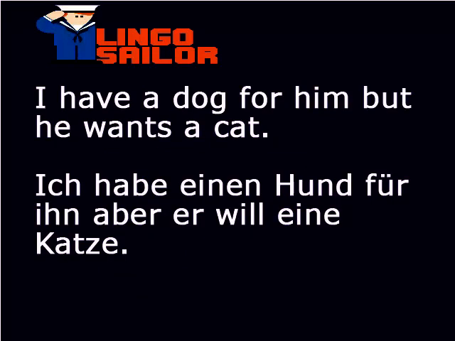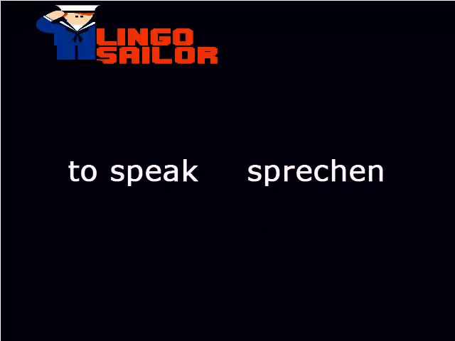Another sentence. I have a dog for him, but he wants a cat. It can be translated as: Ich habe einen Hund für ihn, aber er will eine Katze. New word. To speak in German is sprechen.